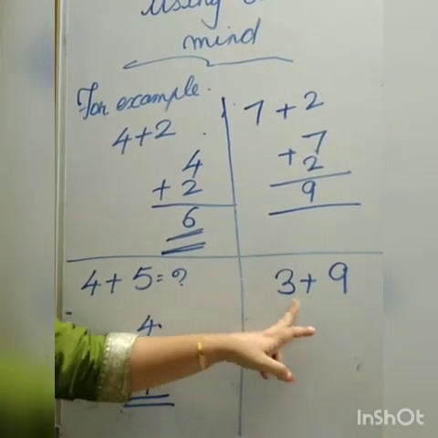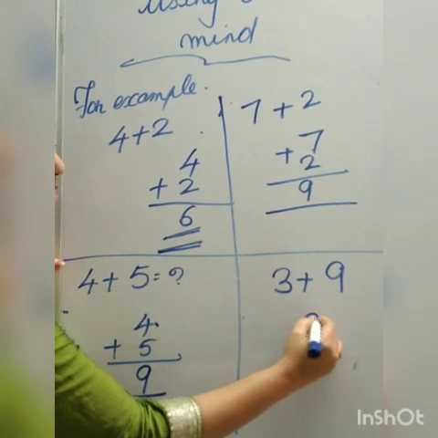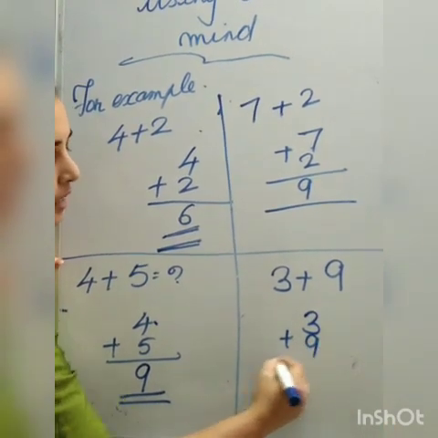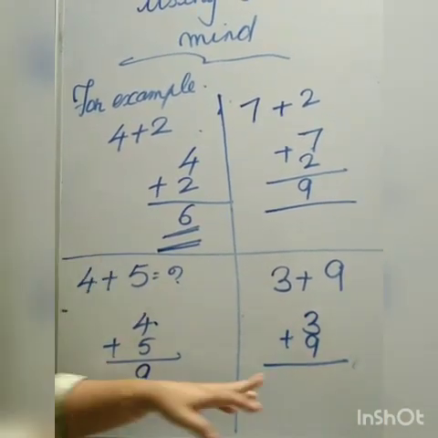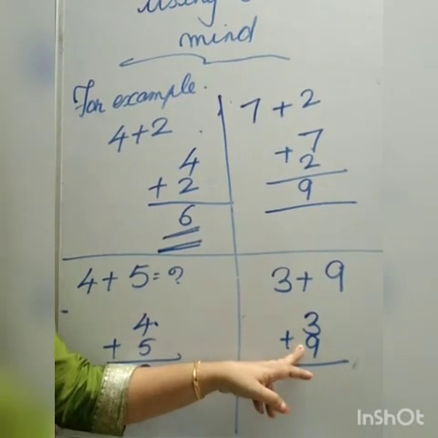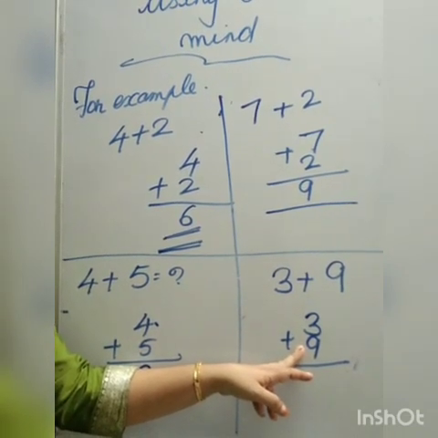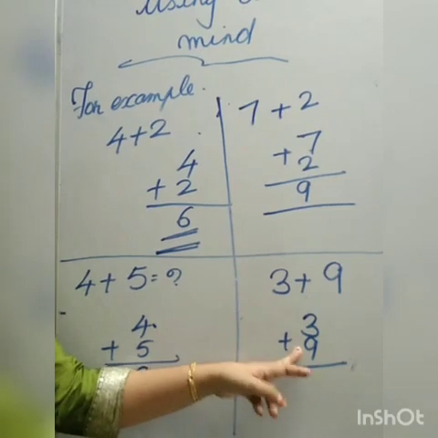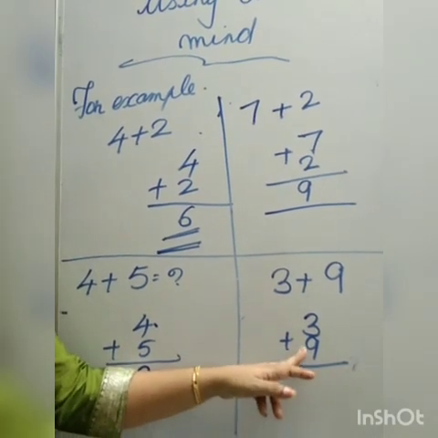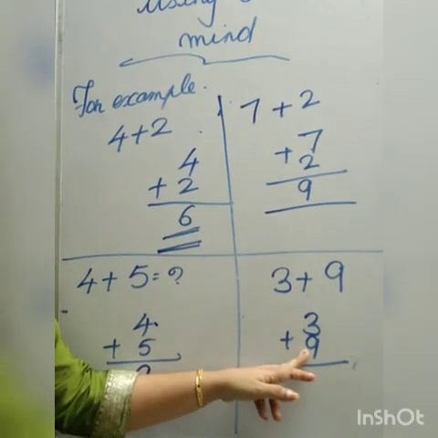Next question is 3 plus 9. What do you have to do? We have to check which is the biggest number. Here which is the biggest number? 9 is the biggest number.